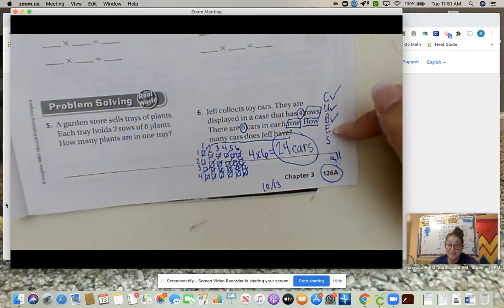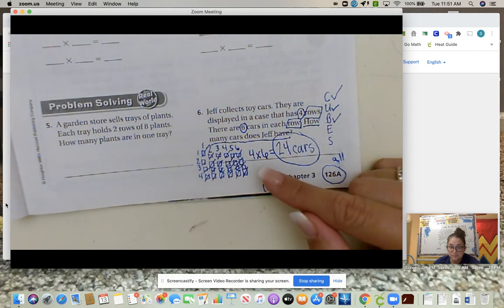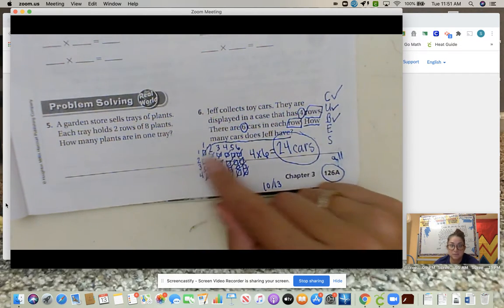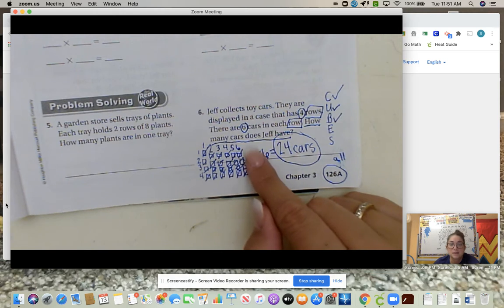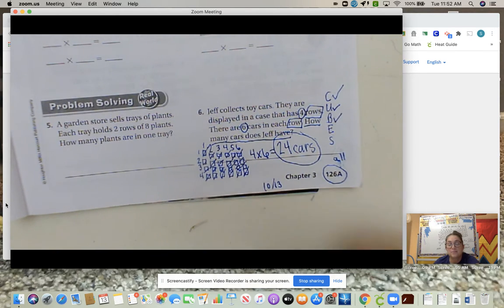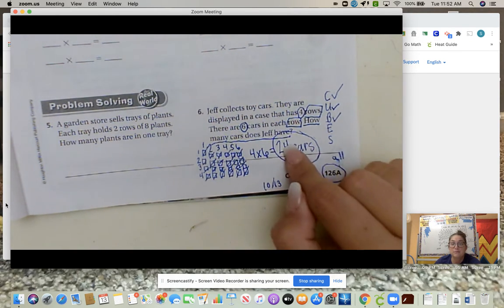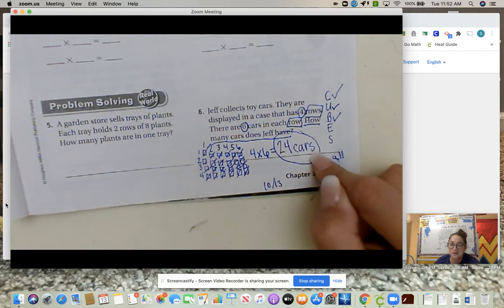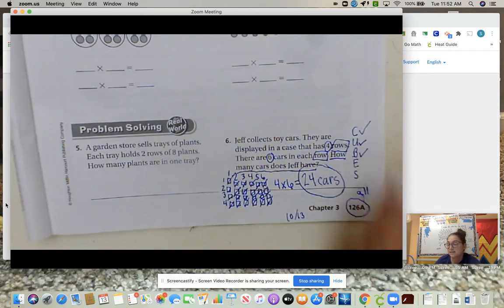So we're still on E. We drew our picture. Now what's our multiplication sentence? It's going to be 4 times 6, because it's rows times columns. 4 times 6, if you count up all the boxes, is 24. 24 what? 24 cars. Okay, very good.